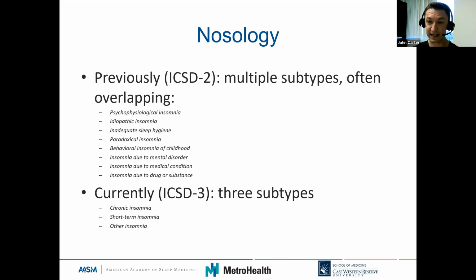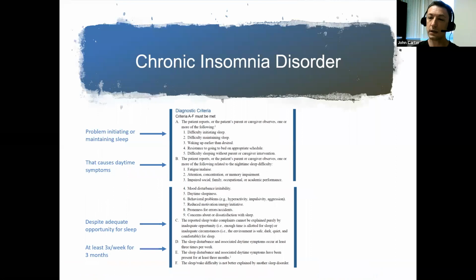But that said, again, what we're dealing with now in ICSD-3 and DSM-5 are three insomnia subtypes. And very simply, these are chronic insomnia, short-term insomnia, and kind of your garbage basket other insomnia. These are the ICSD-3 criteria. These are worth memorizing along with all the other ICSD-3 criteria. You are tested on this on the boards.